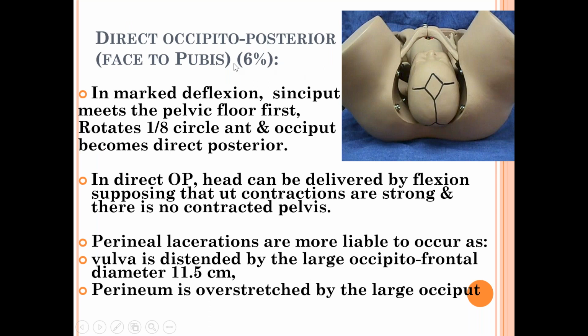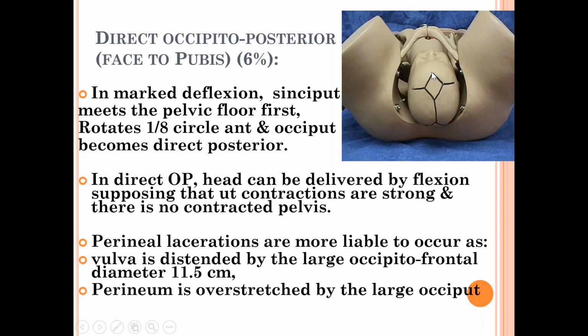Then there can be direct occipital posterior position, which occurs in 6% of the population, and it can lead to face to pubis delivery. In the marked deflection, the sinciput meets the pelvic floor first, rotates by 1/8 of the circle anteriorly, and the occiput becomes direct posterior. In the direct occipital posterior position, the head can be delivered by flexion.